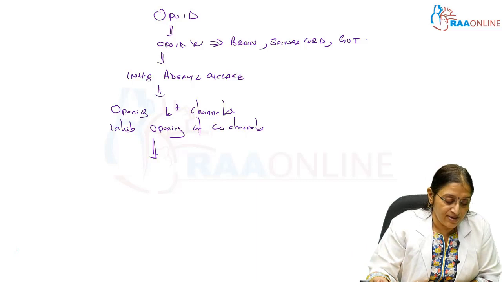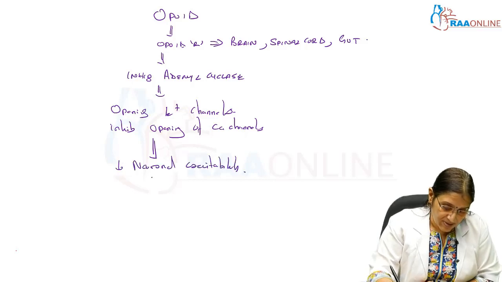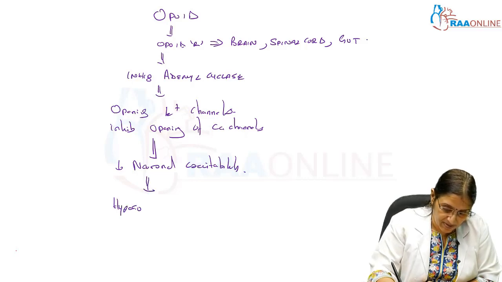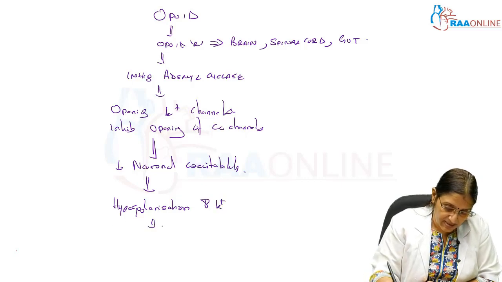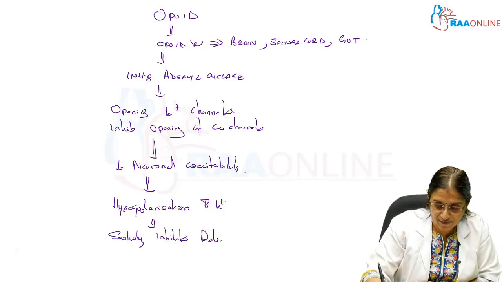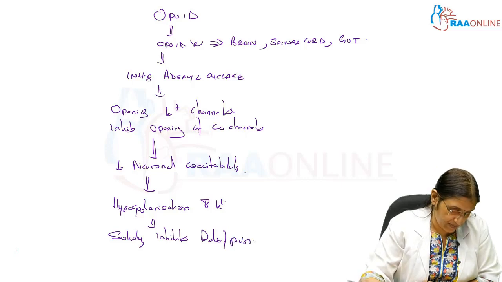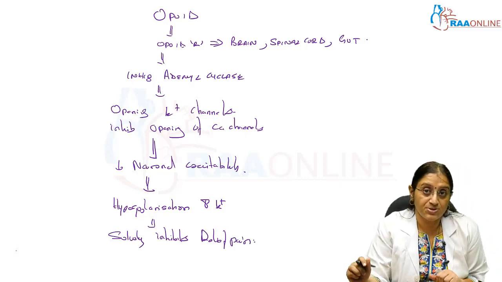When there is an increase in opening of potassium channels and inhibition of opening of calcium channels, it decreases the neuronal excitability. Because it decreases the neuronal excitability, this causes hyperpolarization. Why is there hyperpolarization? Because of the increase in potassium. Hence it slowly inhibits and causes relief of pain.